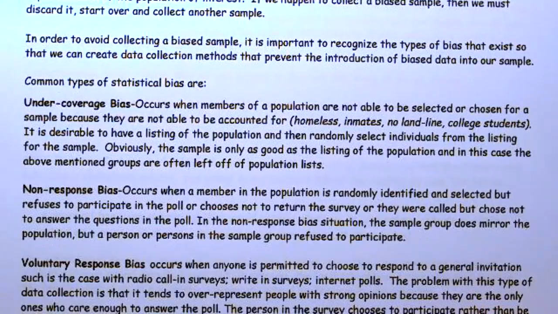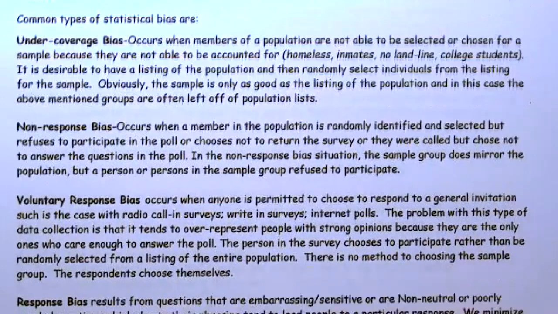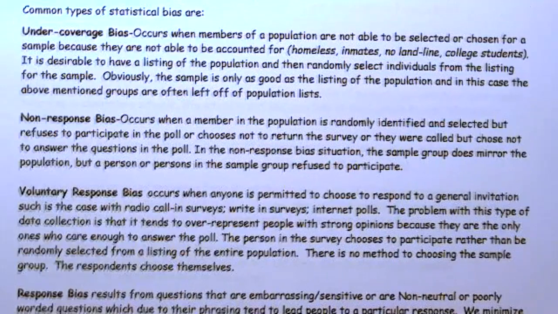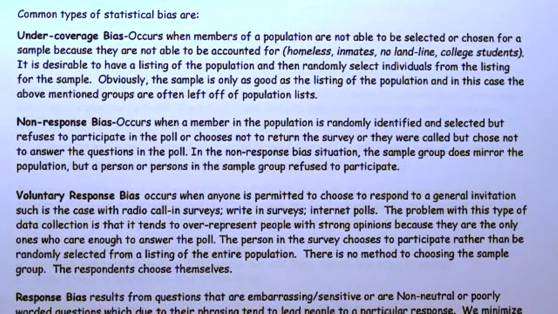Non-response bias. Non-response bias occurs when a member of the population is randomly identified. In other words, we selected the person correctly, but they either refuse to participate in the poll or choose not to return the survey. That makes me think of the PTA packets. We sent them out to everybody, but we know they're not all going to be returned. So non-response bias is when we made a selection, we have a good selection process, but people choose not to respond.